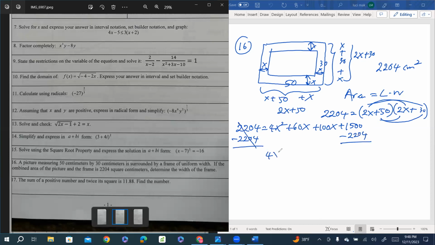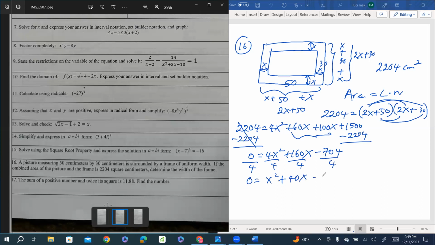So we get 4x squared plus 160x. I have to do that math, so it's 1500 minus 2204, so I believe it's negative 704. All right, equals 0. Now it looks like everything has a 4 in common, so let me divide everything by 4. Divide by 4, divide by 4, divide by 4, as well as this side. 0 divided by 4 is 0 equals x squared plus 160 divided by 4 is 40x.